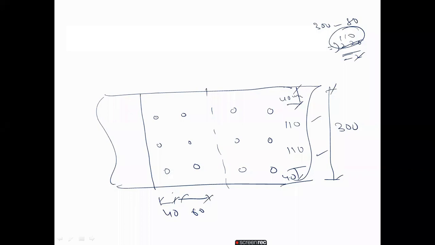So now the next step: we have to calculate or check the strength of each plate. Now we will calculate that. Okay, check for the strength of plate.